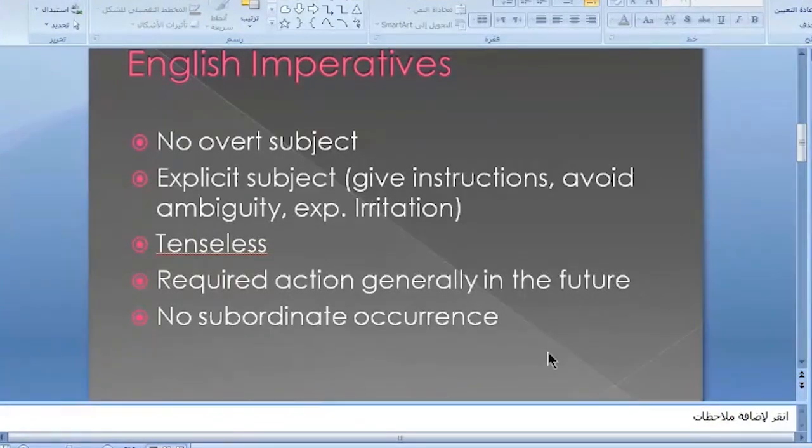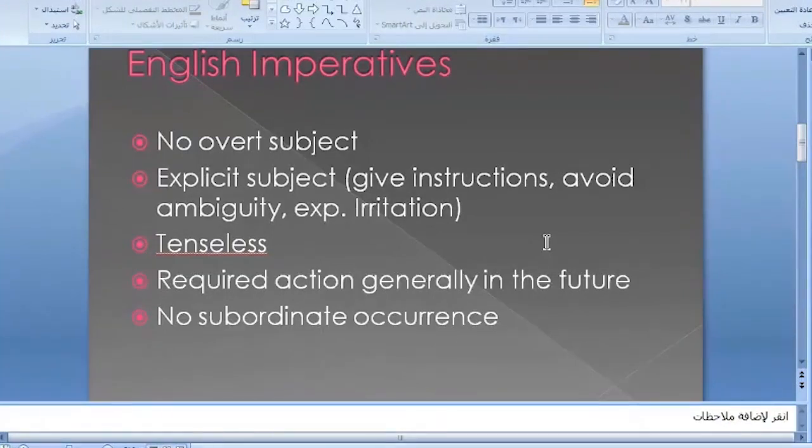Now let us see in this slide the English imperative features. What characterizes the English imperative? The first feature is no overt subject. That is, the subject is not clear, not present in the surface form of the sentence. But as I have mentioned, it is understood. Generally, there is an addressee. So the first feature of an English imperative is no overt subject.